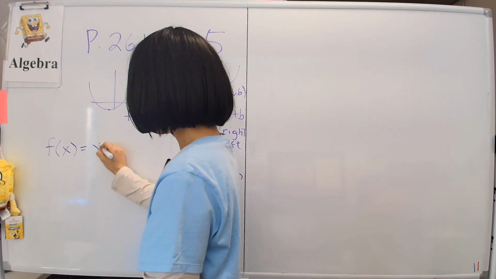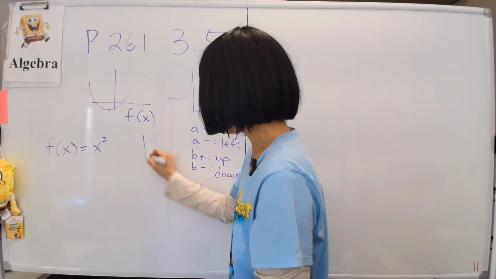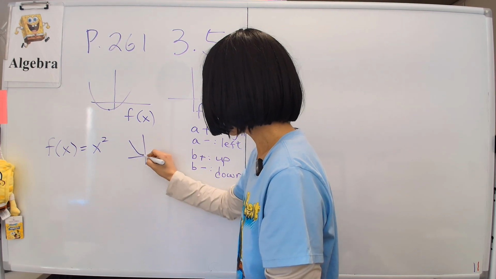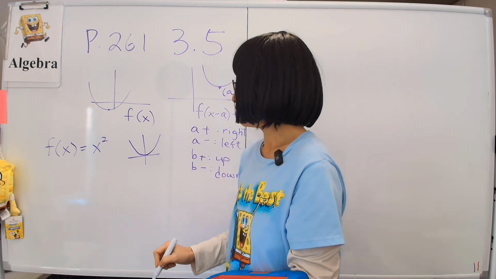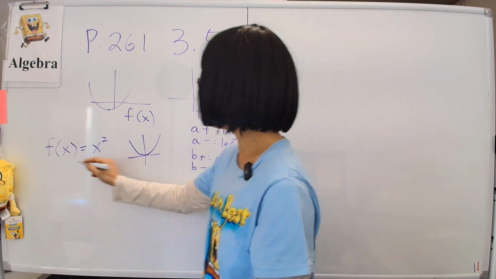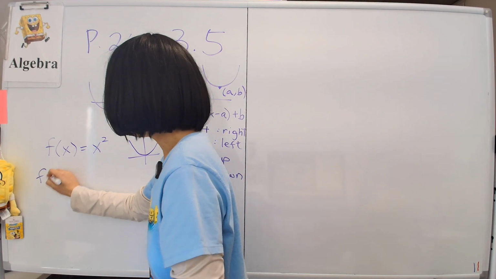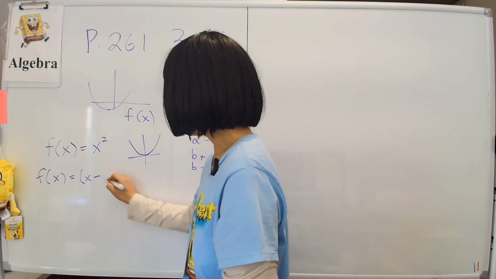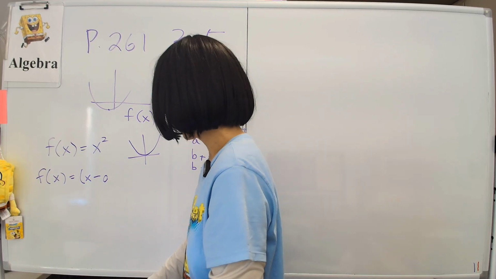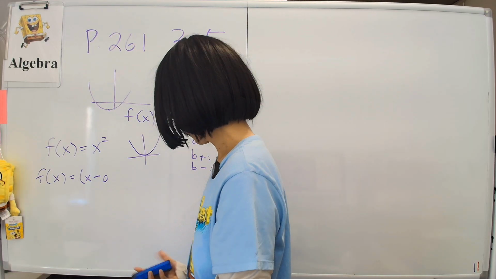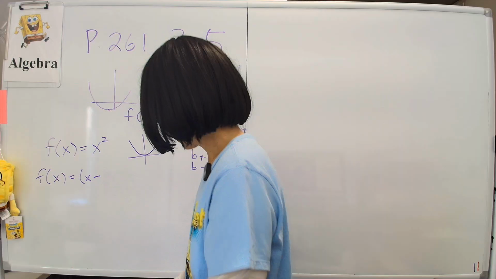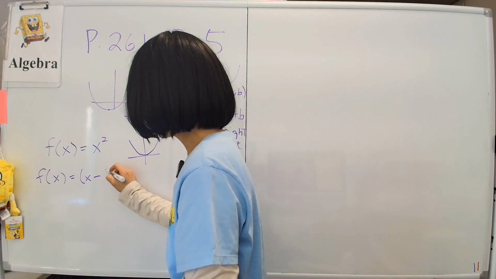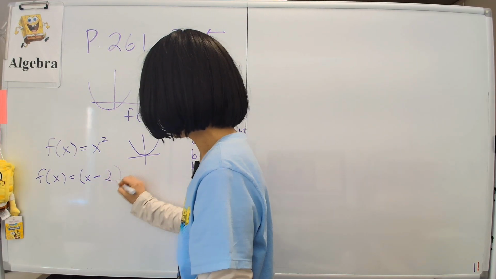Now that is just some function that we've seen several times already, right? It looks like that. It's a bowl. And then what we're going to consider is, what if we want to do f of x minus 2? Oops, 2, please. Okay, so we're doing f of x equal to (x minus 2) squared.